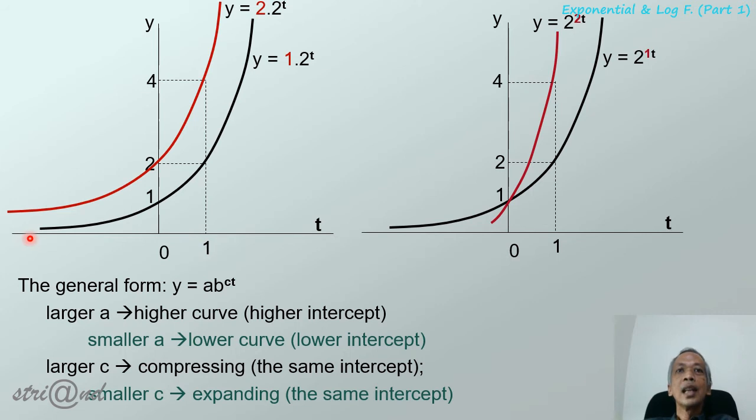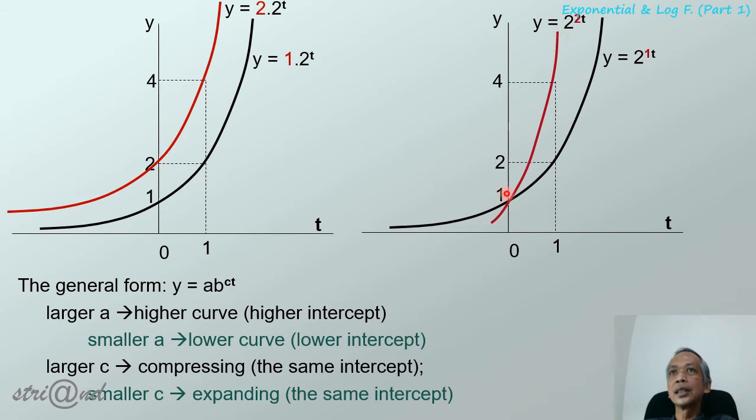Okay, and then let's see another example here. This is y equals 2 to the power of 1 times t. So the c here is 1. And then what will happen to the curve when the c is increased to 2?